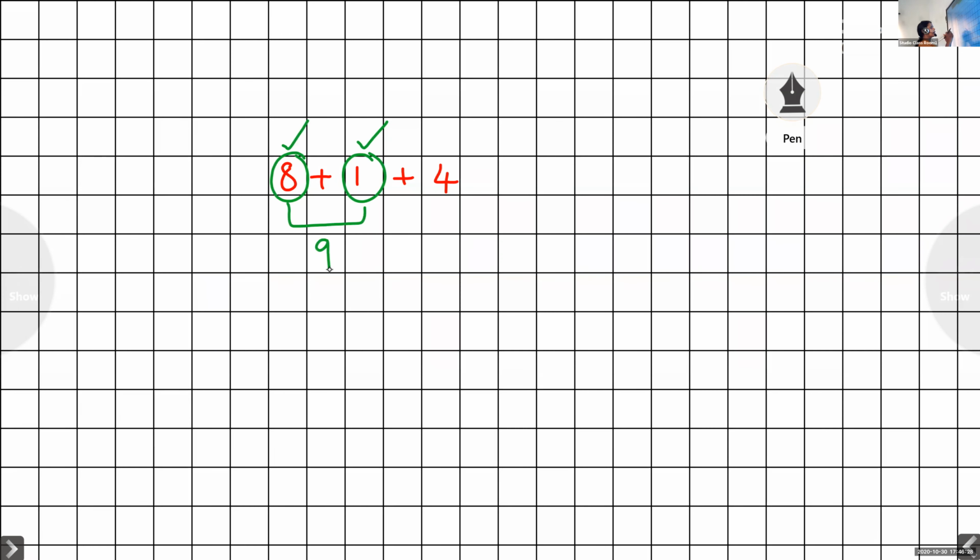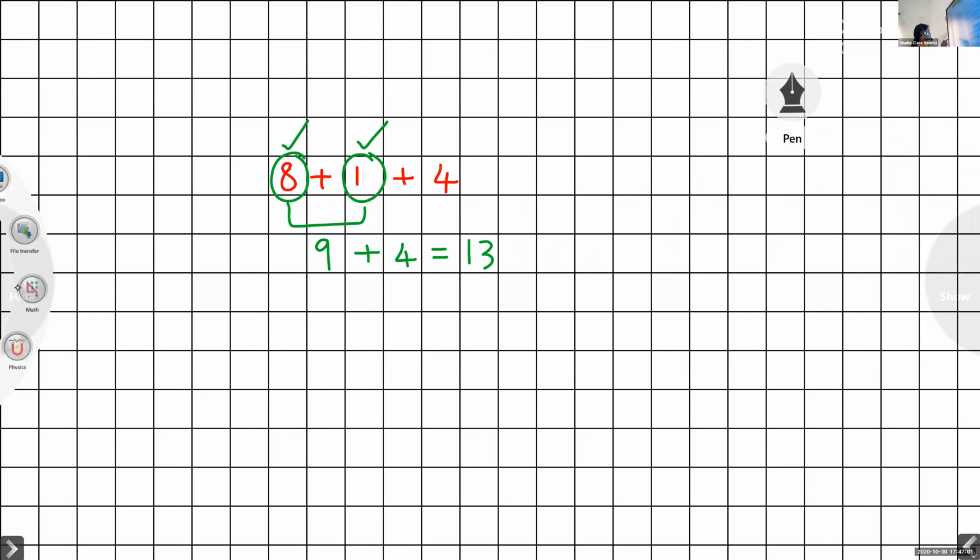Now look at this sum. Let us add the third number. The third number is 4. So let us add 9 plus 4. What is the answer? Haya, what is the answer? 9 you keep in your mind, 4 you take on your fingers. So after 9: 10, 11, 12, 13. So what is the answer, Haya? 13. So the answer is 13. Now we have added three one-digit numbers.